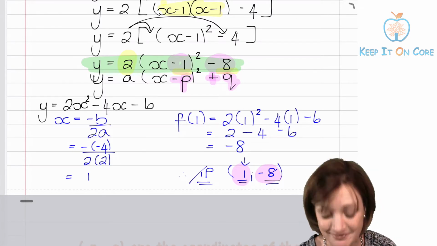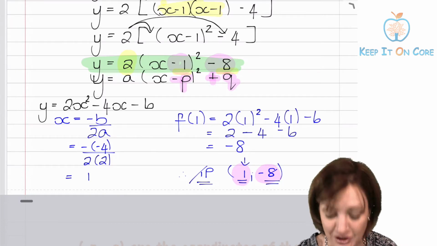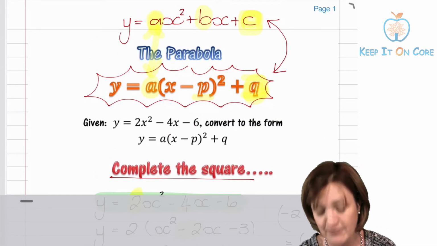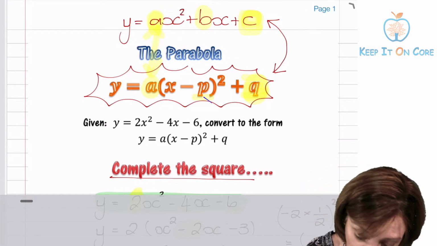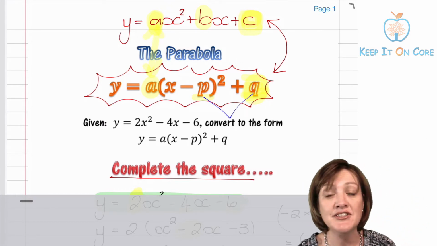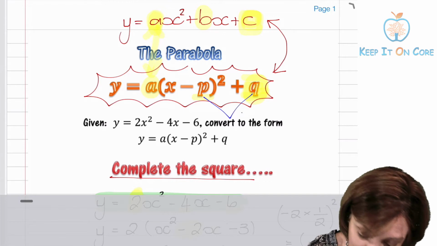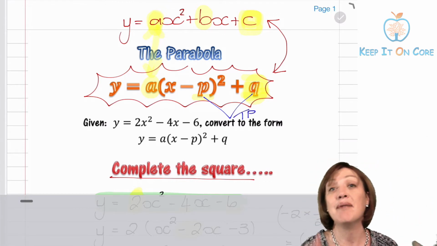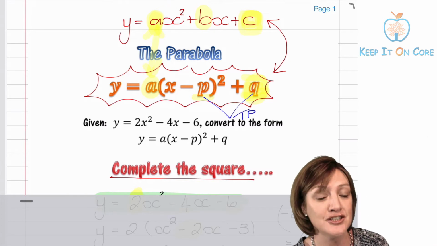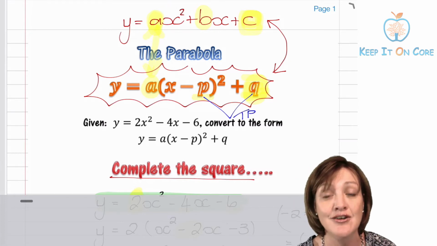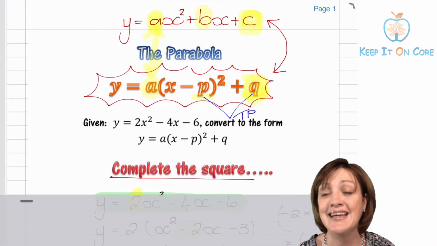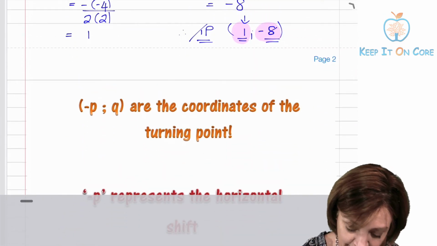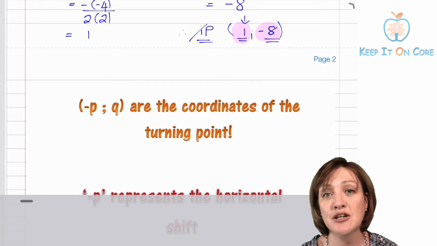Okay, so the p and the q, when we have it in the form of y is equal to a(x minus p) squared plus q, what do this p and this q help us to see just at a glance? They are helping us to determine the coordinates of the turning point by telling us what the horizontal shift and the vertical shift is of the graph. And that's what the p and the q are representing. So the negative p and the q are the coordinates of the turning point.